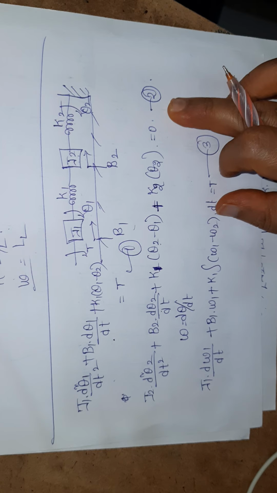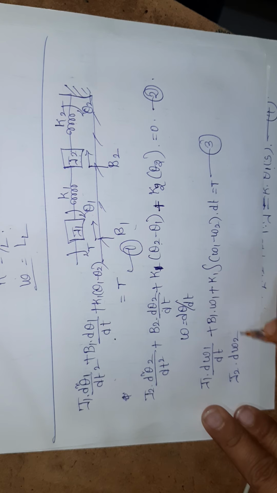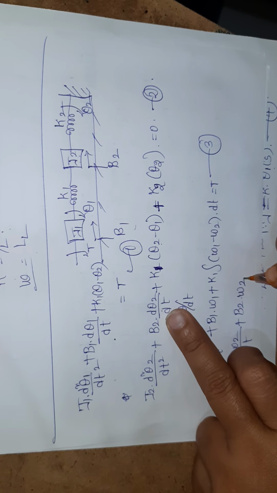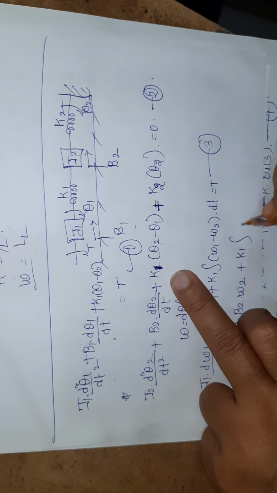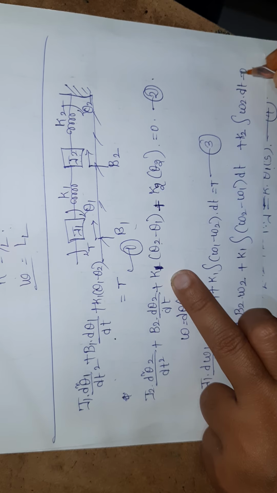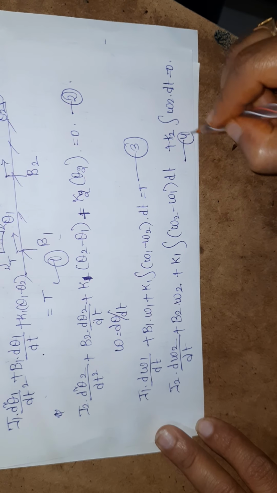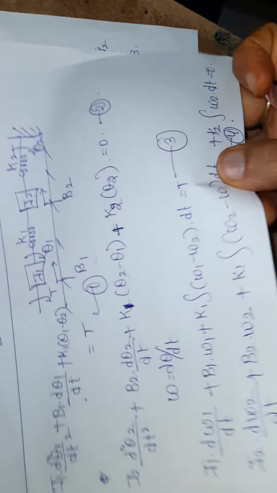Similarly, change theta to omega in equation 2, that is J2 into d omega 2 by dt plus B2 omega 2 plus K1 integration of omega 2 minus omega 1 into dt plus K2 integration of omega 2 into dt equal to 0. Okay, so this is the equation 4. Now we have to draw force to voltage and force to current.